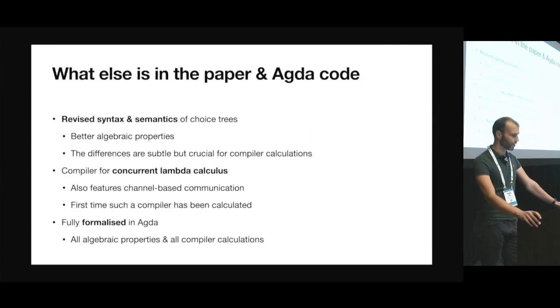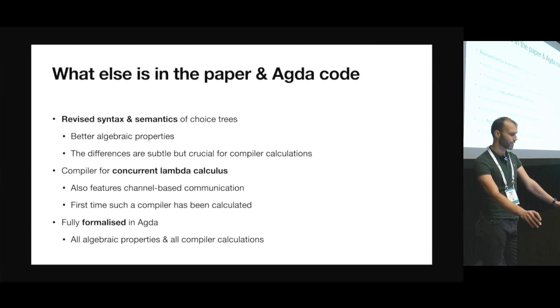All right, that brings me to my final slide. There's more in the paper. If you're interested in the details of the differences between the choice trees, how we use them, and how they were originally introduced, so that we get better algebraic properties, that is also in the paper. The differences are subtle, but they're very crucial for our calculations.